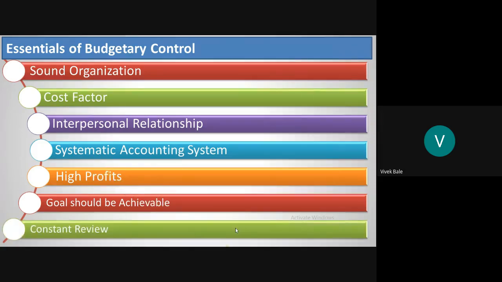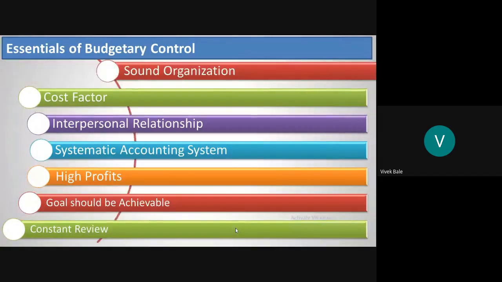Next is constant review. In every budgetary control system, review should be taken every time. Performance should be evaluated with the actual results as compared to the budgeted, so the corrective actions can be taken at the right time. Constant review means whenever somebody is working in the budgetary control system, what was decided in the budget and what actually happened should be continuously evaluated, and if anything goes wrong, we should take corrective actions within the time so that budgetary control is possible.